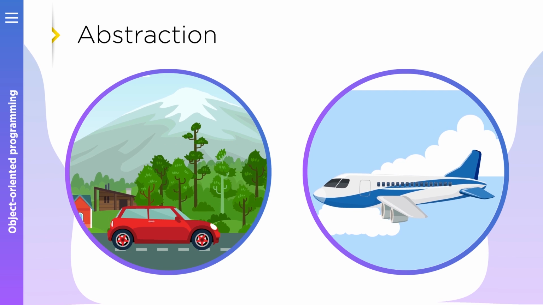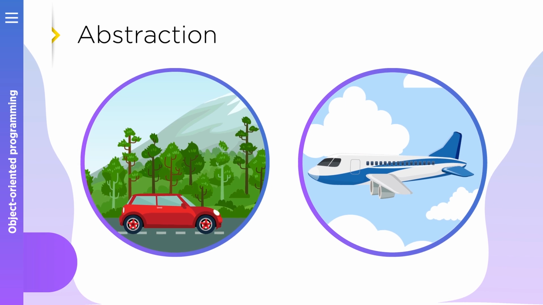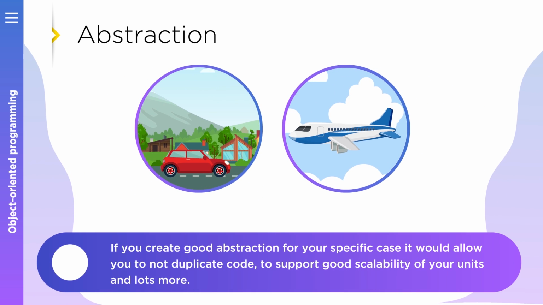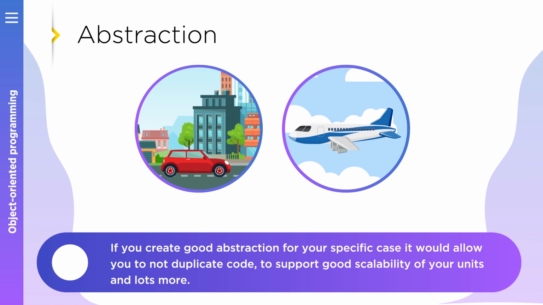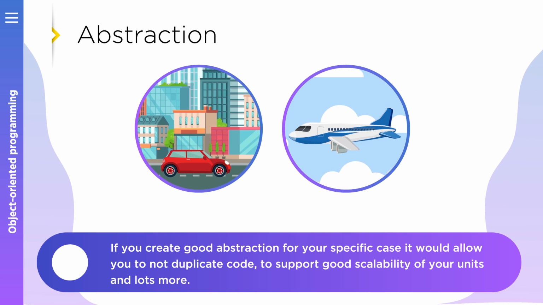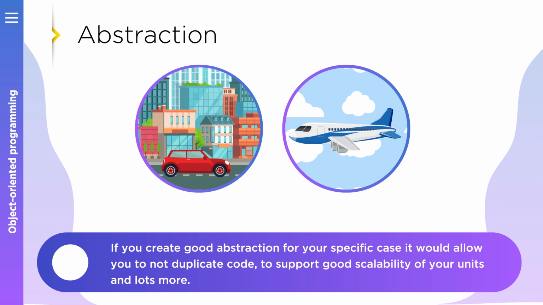Create an abstraction which works best for your business needs. It is not an easy thing to do. But if you create a good abstraction for a specific case, it will allow you to not duplicate code, to support good scalability of your units and lots more. This principle is a very important one, and it requires time to use it in the right manner.